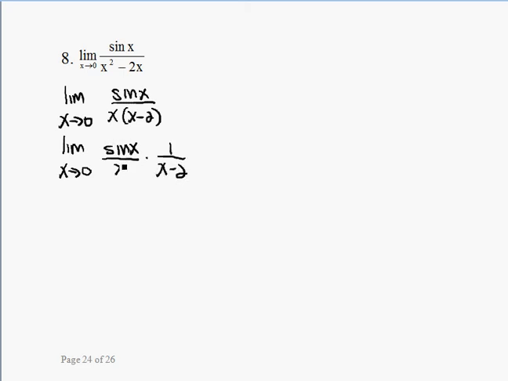This limit right here is equal to 1. And if I just plug 0 in here, I get negative 2. So this is 1 times 1 over negative 2, which is negative a half.